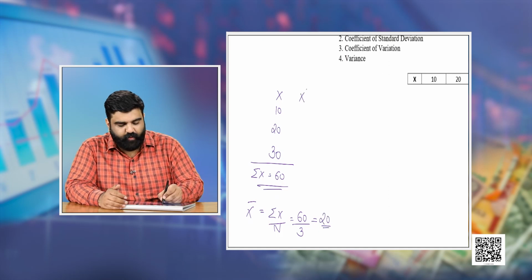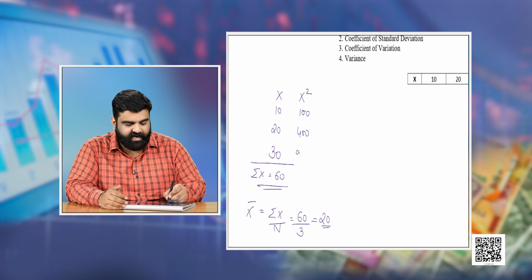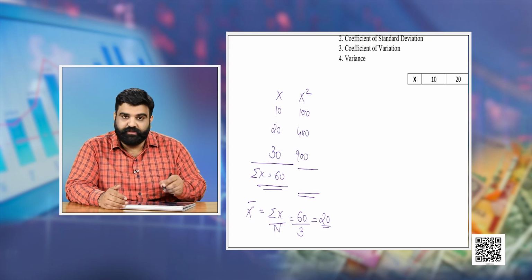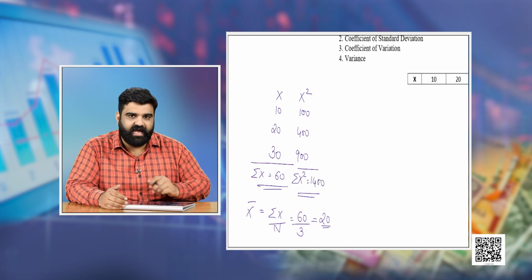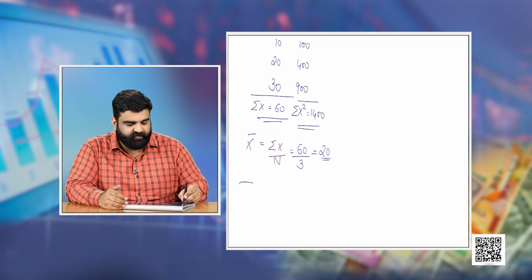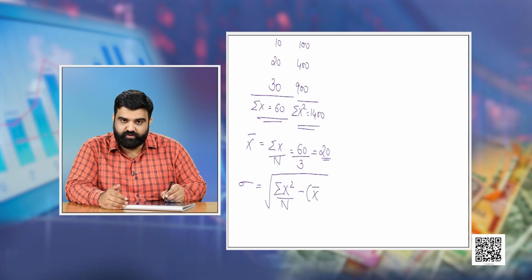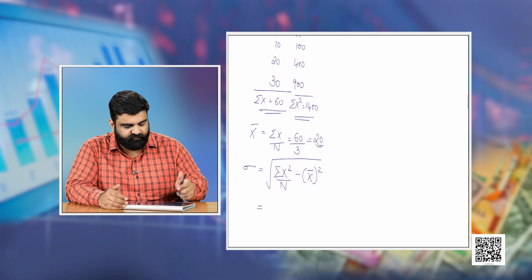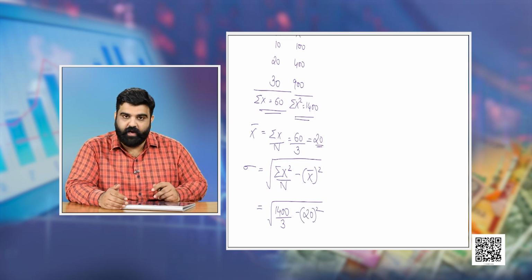Now, let us square the values of x. So, we get 100, 400 and 900. The total of this will be sigma x square, that is 1400. Now, let us calculate the standard deviation. Standard deviation is shown by this sign, and the formula according to the direct method is the square root of sigma x square by n minus mean square. So, we have 1400 by 3 minus 20 square.